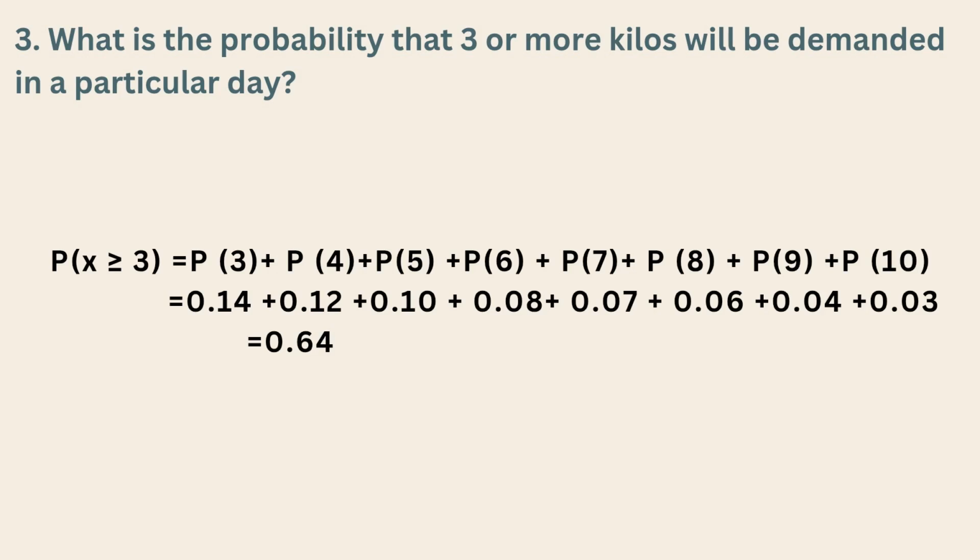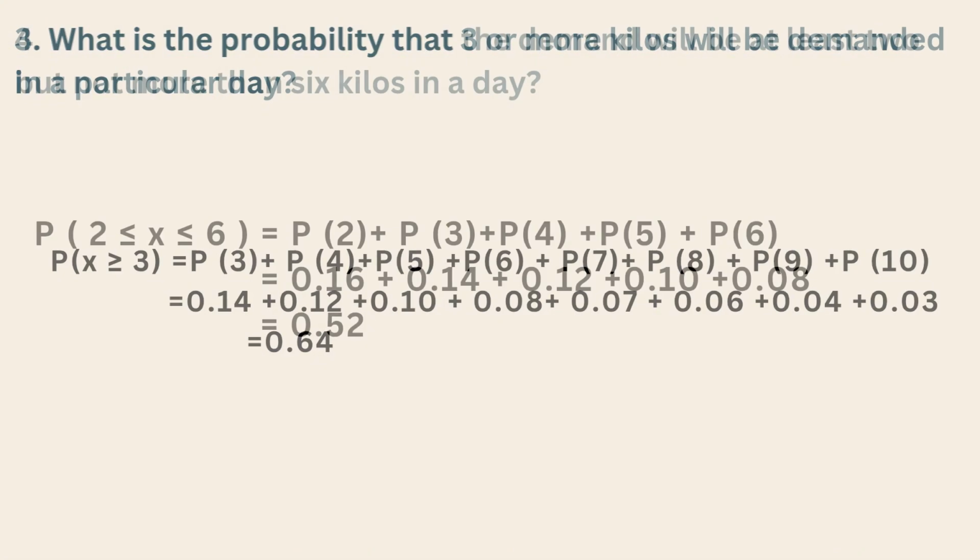Now, let's distribute the probability of each number from the table, then we will add all of them. So, the answer should be 0.64. Thus, P of x is greater than or equal to 3 is equal to 0.64.